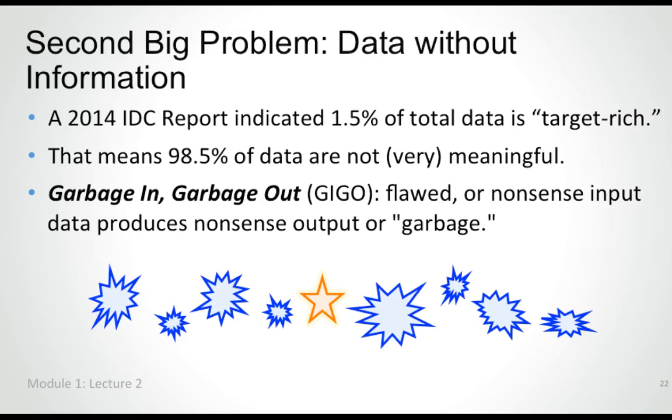The second big problem in data analysis is data without information. A 2014 IDC report indicated that a mere 1.5% of total data is target rich. That means 98.5% of data are not very meaningful. It's really important to understand that just because you have a set of data doesn't mean it contains any real information. Only a very small portion of all data collected have any real value. Most data are garbage, and as the saying goes, garbage in, garbage out. If you use meaningless data in your analyses, your results will also be meaningless.